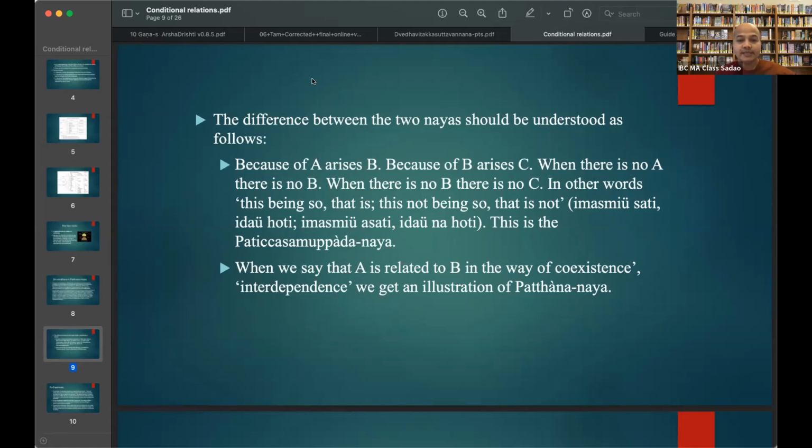When we say that A is related to B, in the way of coexistence, interdependence, we get an illustration of Patthananaya. So this is what I was trying to tell you: when you talk about the mutual relationship between cause and effect, or between different factors in a single moment of existence, or in several moments of existence, then you have the discussion of Patthananaya.